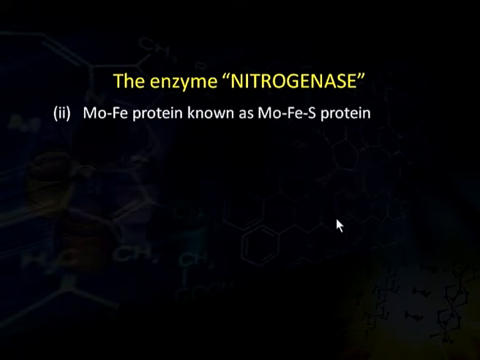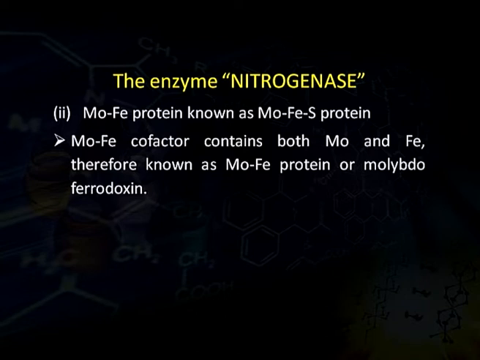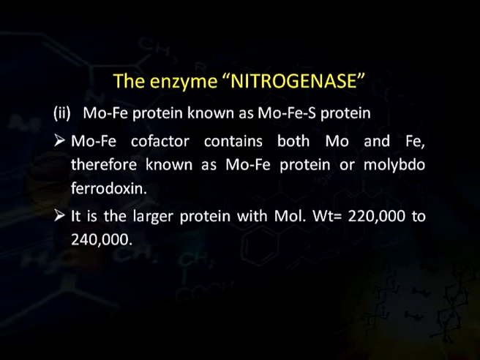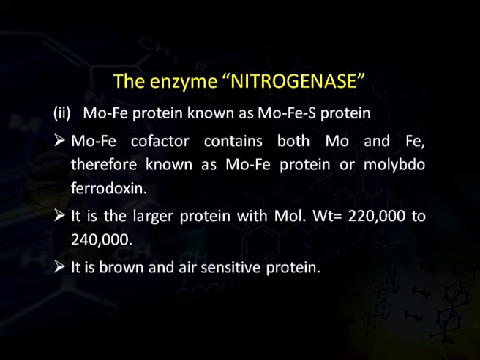The second part is molybdenum iron protein, which is also known as molybdenum iron sulfur protein. Molybdenum iron cofactor or molybdenum iron protein contains both molybdenum and iron. Therefore, it is known as molybdenum iron protein or molybdoferredoxin. It is a larger protein with a molecular weight of 220,000 to 240,000. It is brown in color and air sensitive.